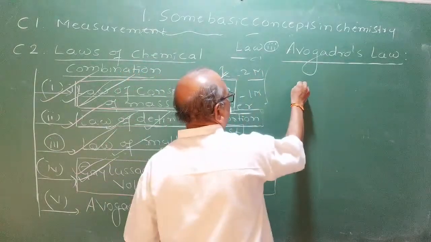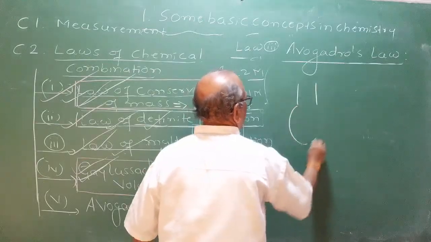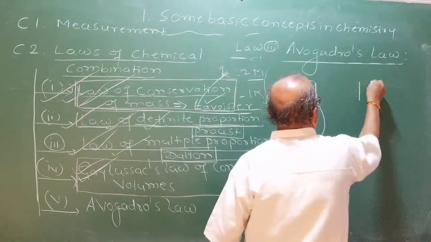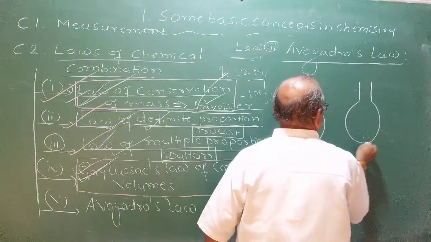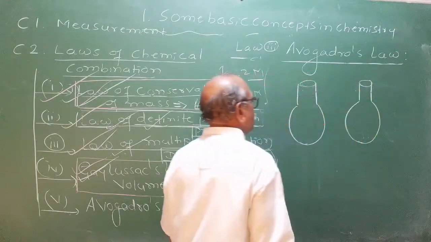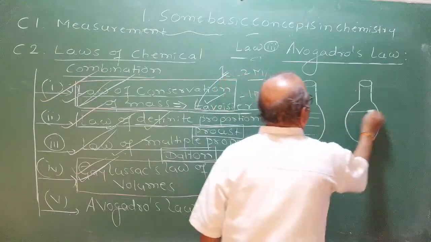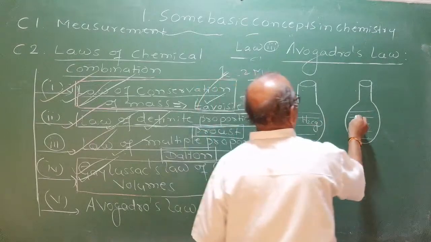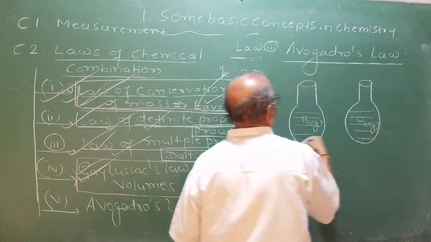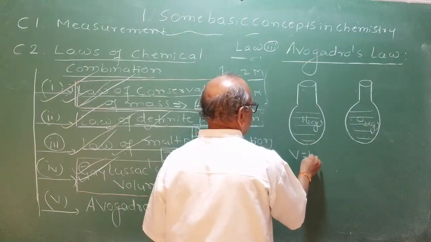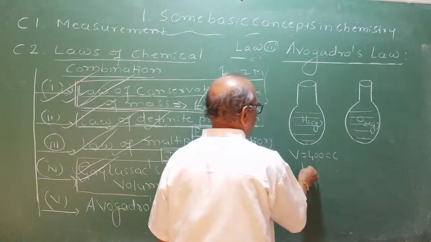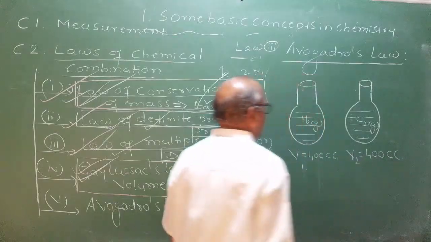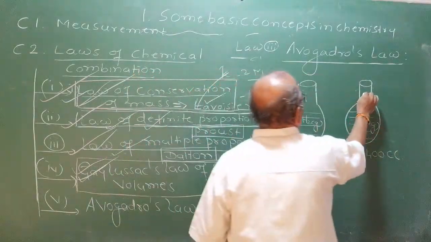So let us take two flasks. Here is one flask, here is another flask. I will fill hydrogen gas in one, and oxygen gas in the other flask. Suppose the volume of the flask is 400 cc, V1. V2 is also 400 cc. The volume of the second flask is 400 cc. This is first, this is second.